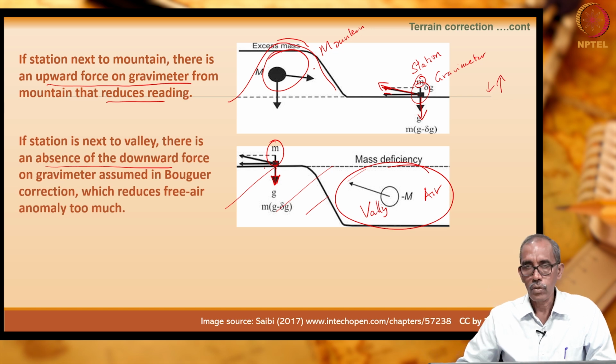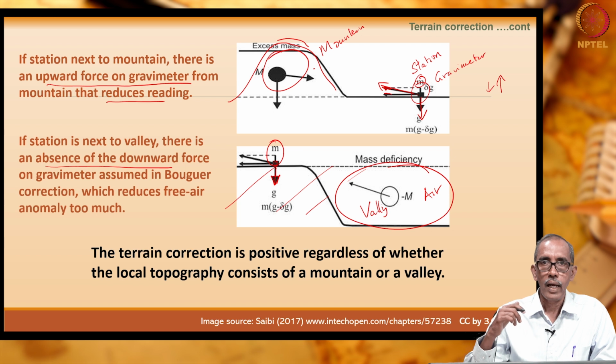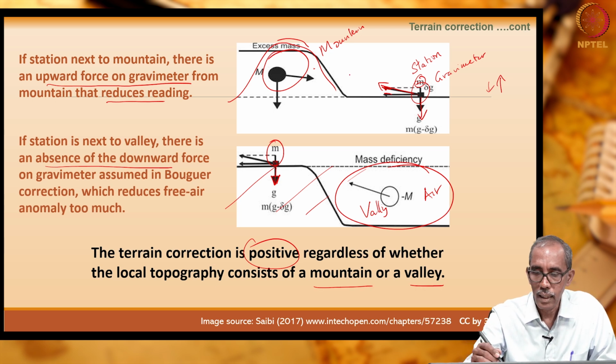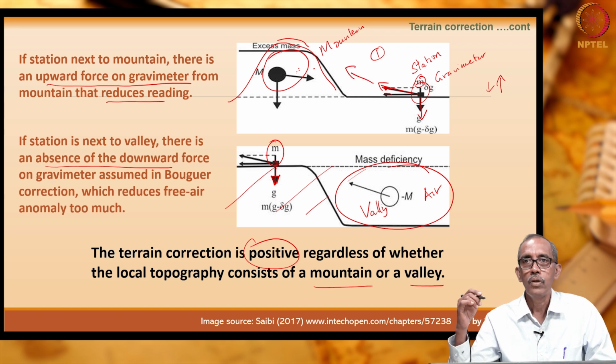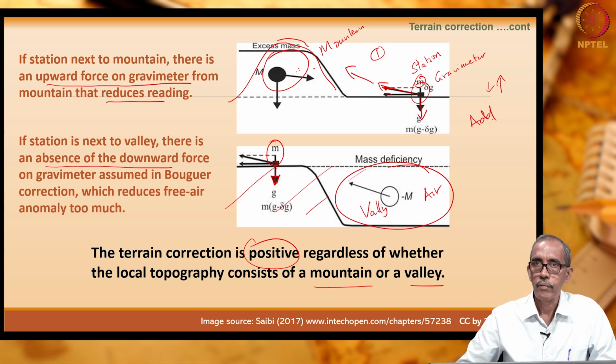So, what do we need to do? We need to correct for these effects. In fact, the terrain correction is always positive, regardless of whether you have a mountain or a valley. Let us see, here is a mountain. In the first case, there is a mountain. This is our gravity station. The mountain is attracting the mass, due to which the value we have measured is less. So, we need to add for correction.